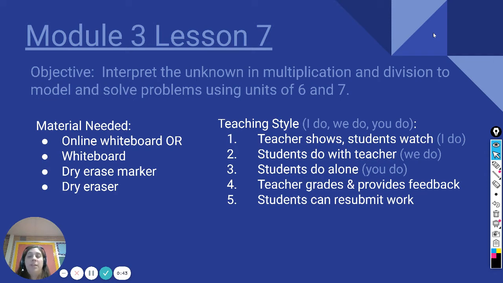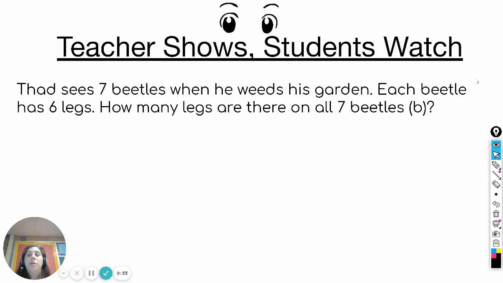The materials needed for today are your online whiteboard or your whiteboard, dry erase marker and dry eraser. And the teaching style we're going to follow is where I do it, we do it together, and then you do it on your own.